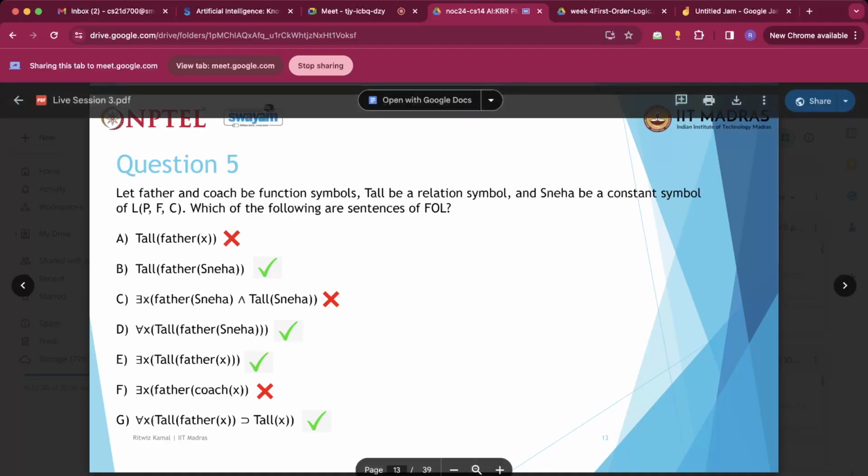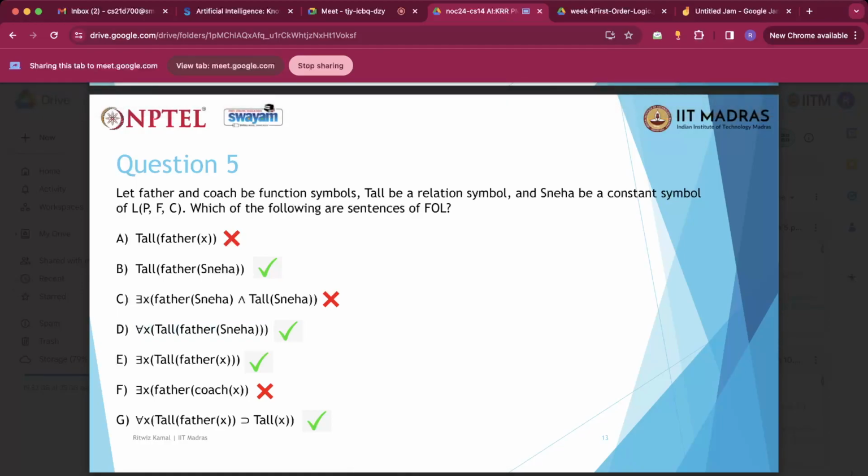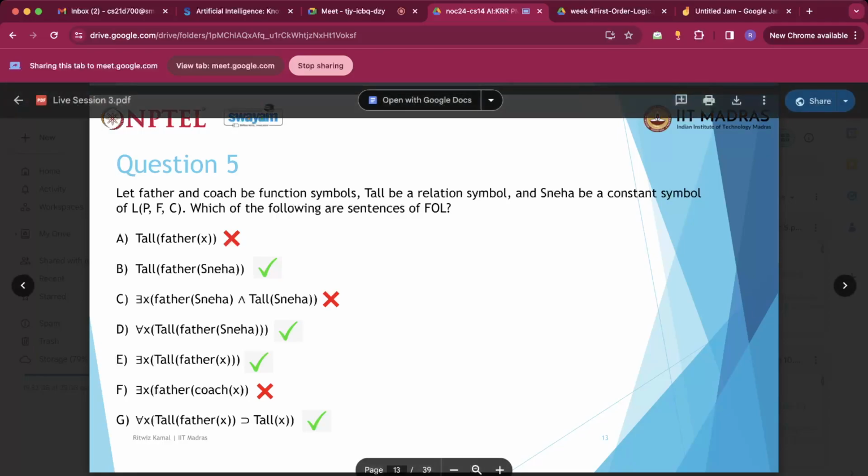Now option D, this has for all x, but the rest of the formula, which is tall father Sneha, doesn't even have a variable in it, right? So the question of that variable being in the scope or not doesn't even arise. This sentence basically says that for all variables x, father of Sneha is tall, right? If you have to think about it in terms of elaborating it, which will be true, right? So that is the difference between options A and D.